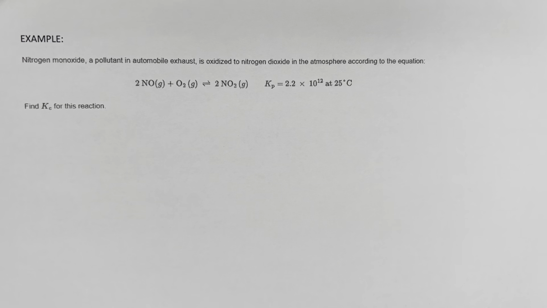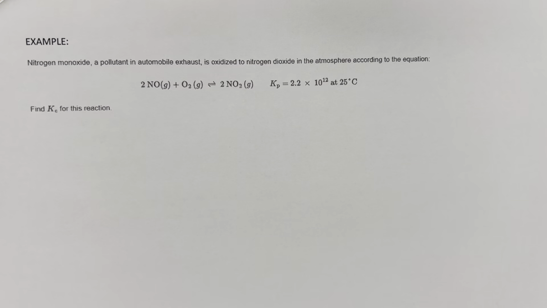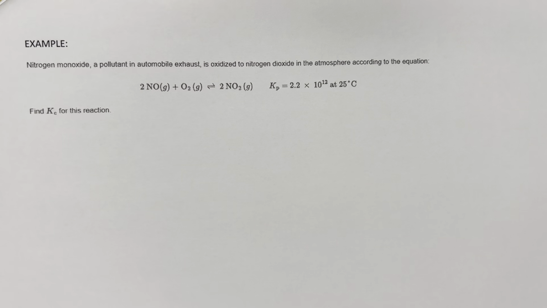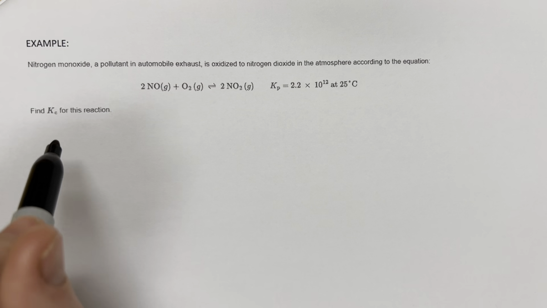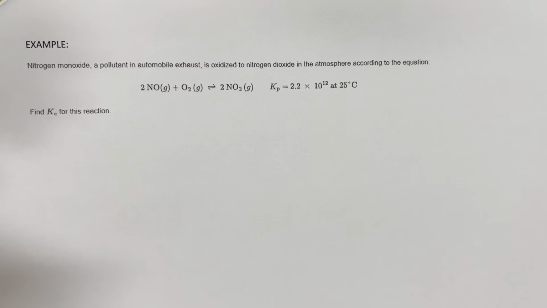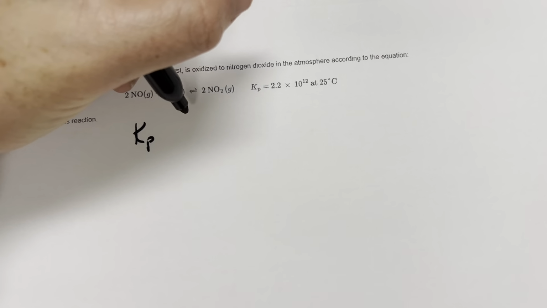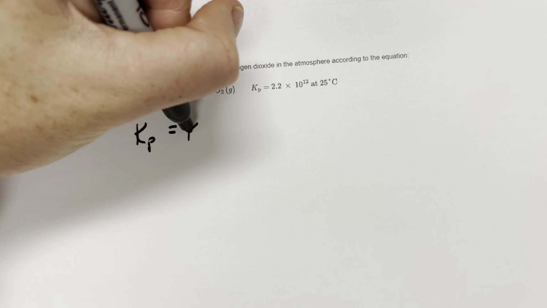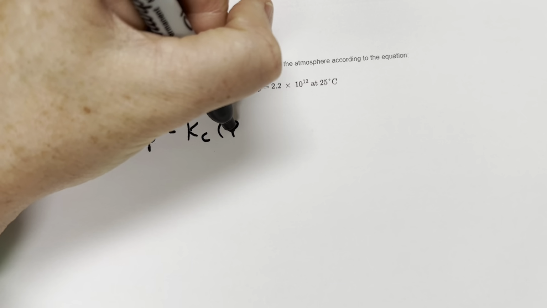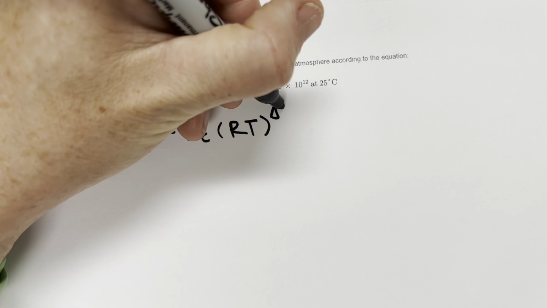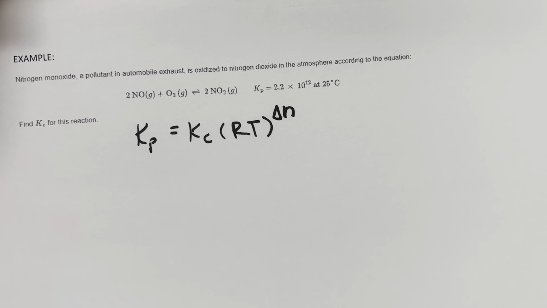Okay, so it says nitrogen monoxide, a pollutant in automobile exhaust, is oxidized to nitrogen dioxide in the atmosphere according to the equation. So we have 2 nitrogen monoxide plus oxygen into nitrogen dioxide, and it tells us our Kp at 25 degrees Celsius. It wants to know the Kc. Well, the equation we have is Kp equals Kc (RT) to the delta n. So this is the equation we're going to be using.